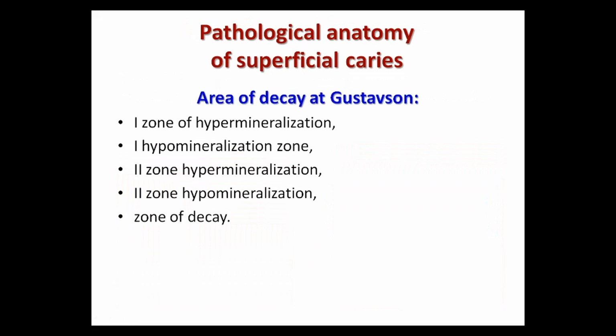Pathological anatomy of superficial caries. There are some areas of decay according to Gustafsson. There are 5 zones. First zone of hypermineralization, next first zone of hypomineralization, and again second zone of hypermineralization and second zone of hypomineralization, and the last one, the zone of decay.